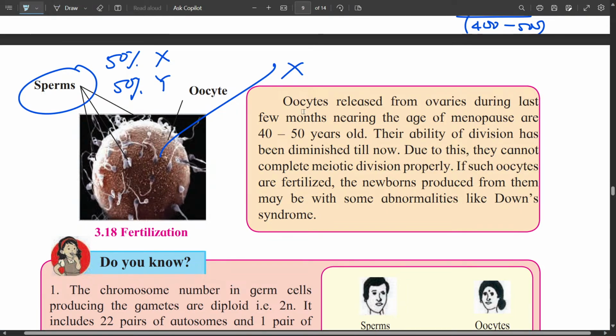Oocytes released from the ovary during the last few months nearing the age of 40 to 50 years have a diminished ability of division. Due to this, they cannot complete division properly. Such oocytes, if they are fertilized, may produce a newborn with abnormalities like Down syndrome. Hence, motherhood after the age of 40 is not recommended. It may produce some genetic abnormalities like Down syndrome.